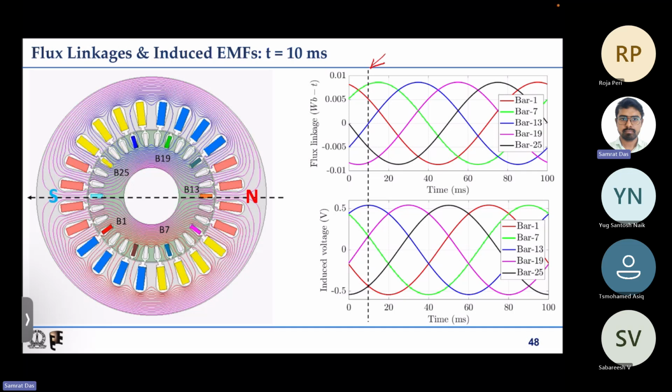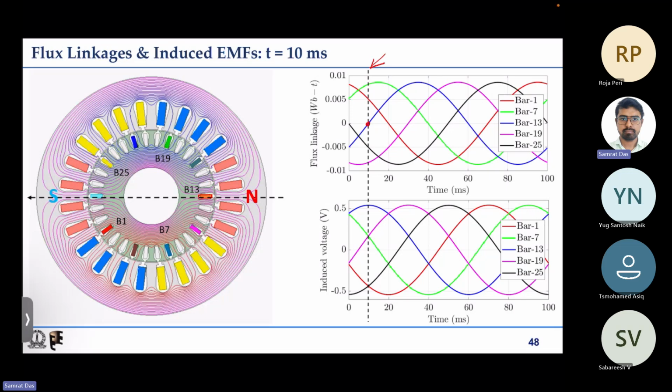Now I try to indicate different flux lines, and how many flux lines are basically enclosing one particular conductor or bar. So we saw that this bar 13, because it is exactly at the axis of the magnetic field, has no flux lines actually enclosing it. So bar 13 has zero flux linkage at that instant.